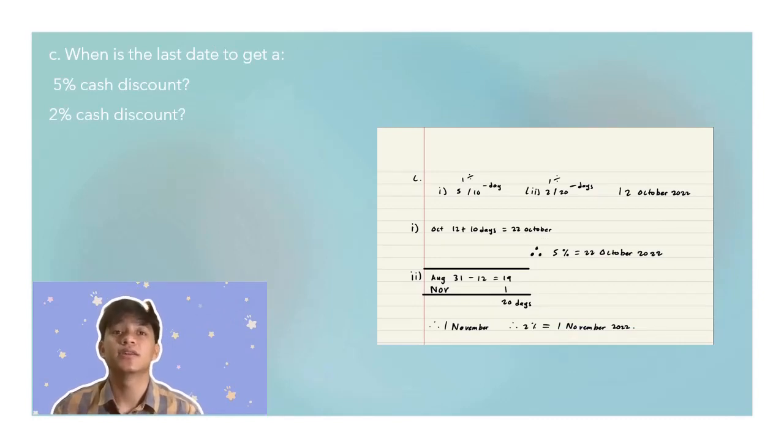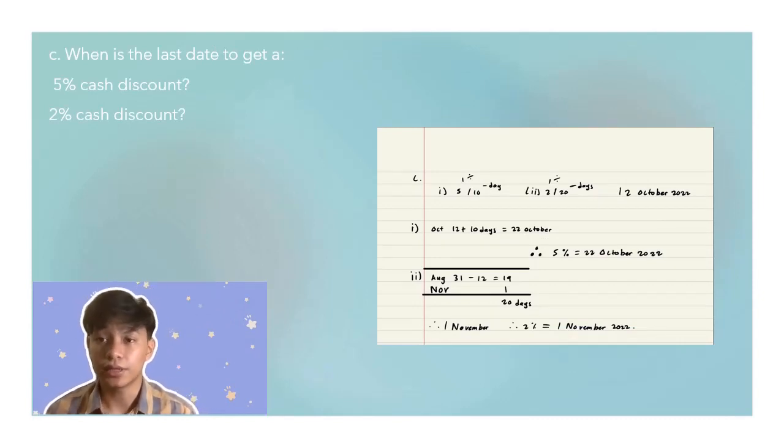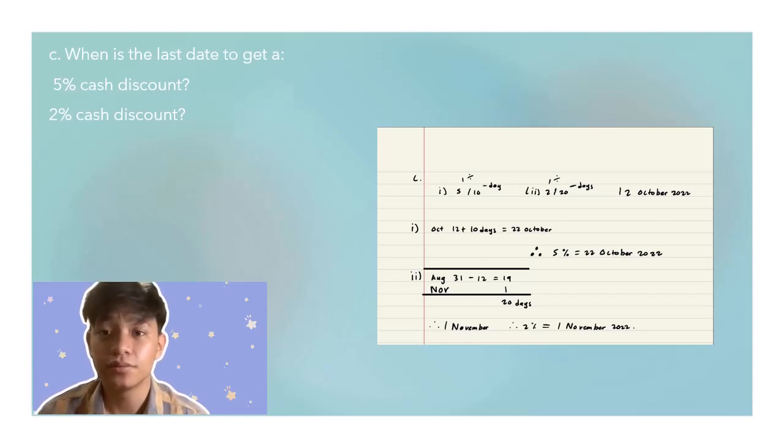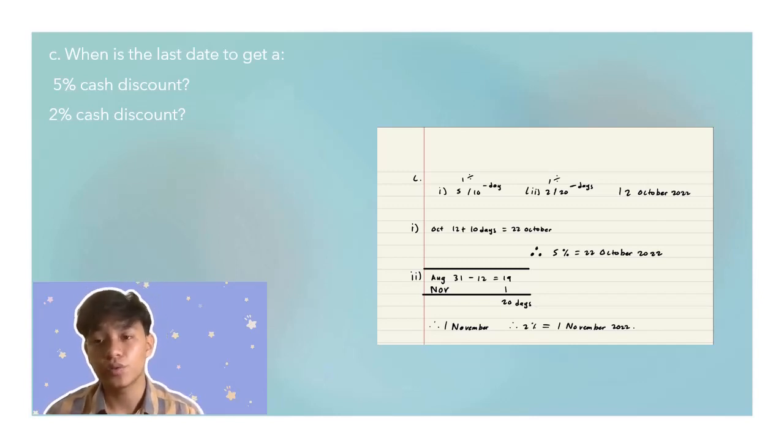Okay, question C. When is the last date to get a cash discount? There are two, 5% and 2%. They are given in the question, 5/10 and 2/20. The digit in the front is the number of the discount, and the digit on the back is the days, the last date the discount is given.